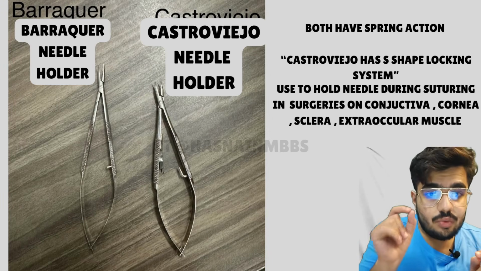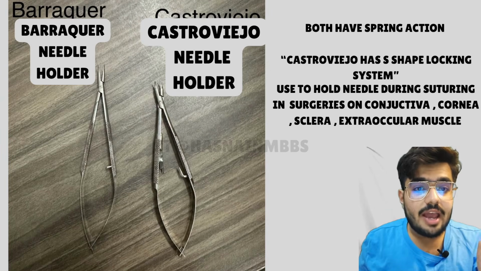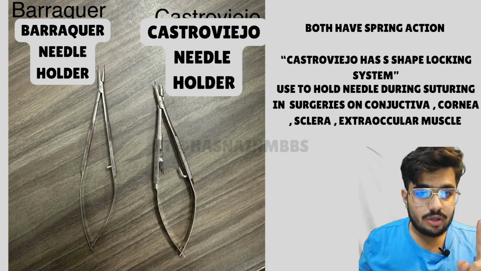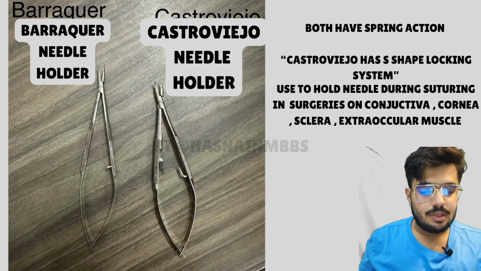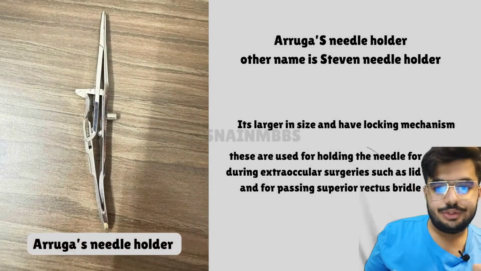So Castroviejo and Barraquer, how are we going to differentiate? The Castroviejo has an S-shaped locking system. Remember that Castroviejo will have the locking system, which will be S-shaped. So this was about our Barraquer and the Castroviejo.